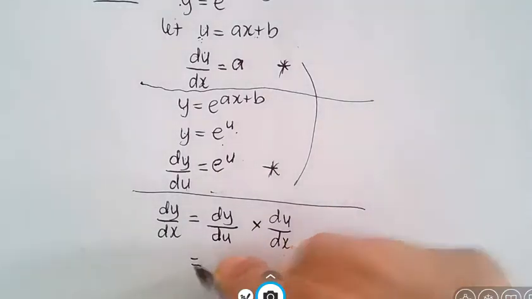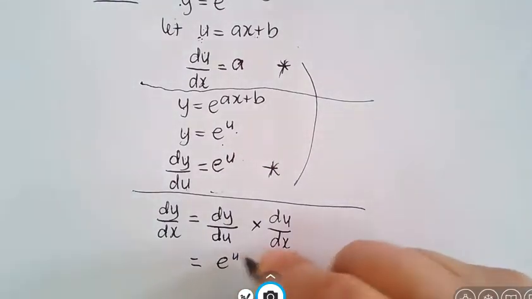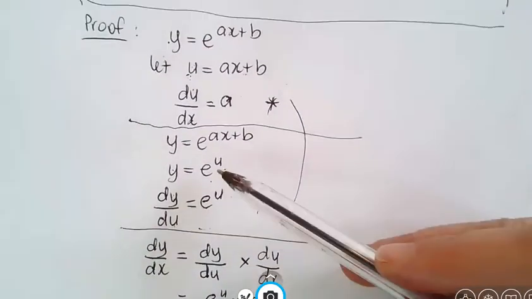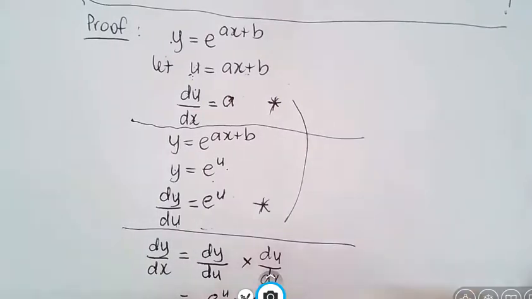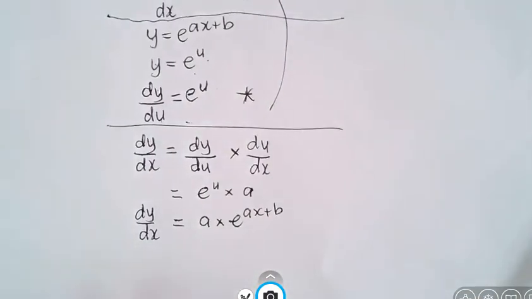Okay? Now, what's dy du? e to the u times, what's du dx? a. So therefore, the derivative is a times e to the u. Now, what's e to the u? e to the ax plus b. So we've just proven the rule. That's all. All I've done is the proof. You don't have to do the proof. Okay? You don't need to do the proof.